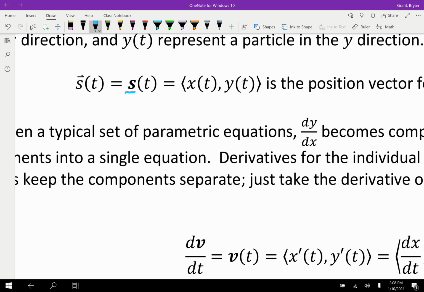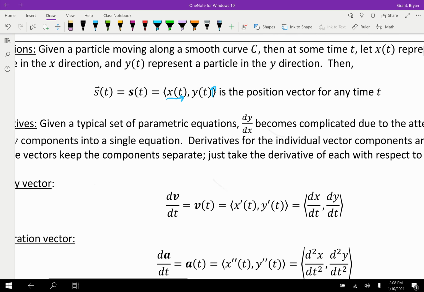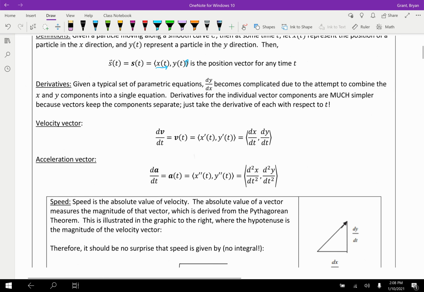In this case, the vector s of t contains components x of t in the x direction and y of t in the y direction. And when you put those together, s of t is going to map a particle that goes in some probably curvy direction. And I know that's not very mathematically accurate, but I think you get the idea.